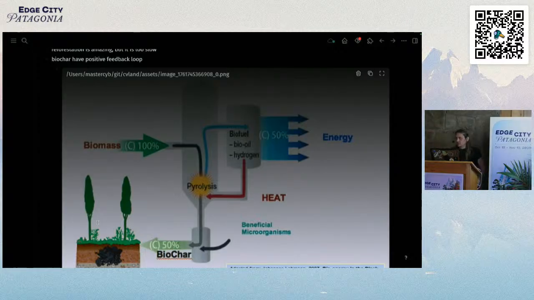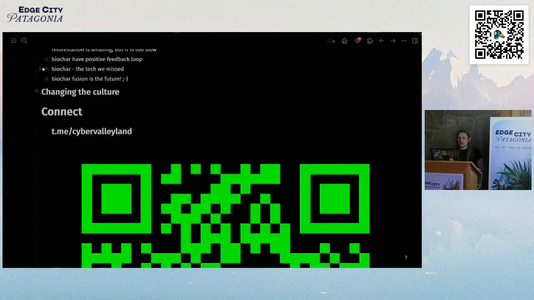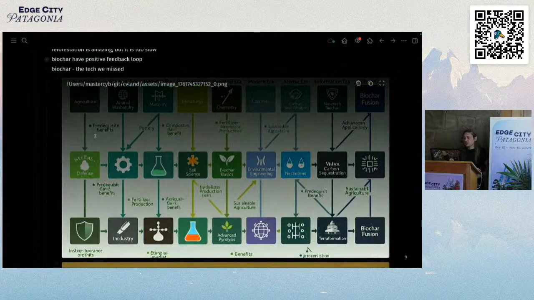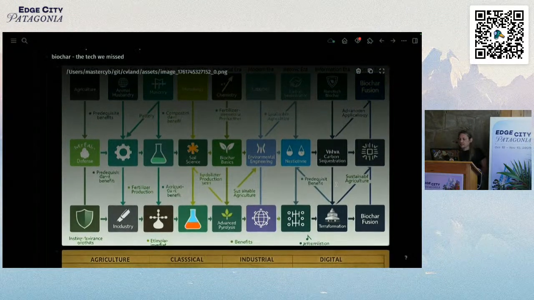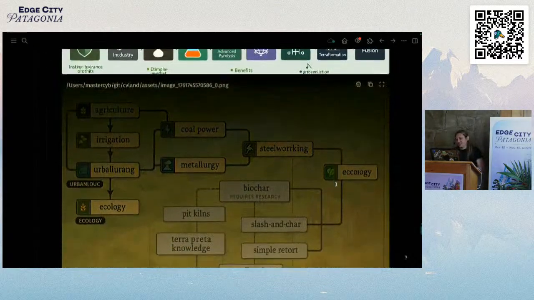The only known process with a positive feedback loop is biochar, and that's why I believe it is foundational for civilization. I will promote the idea that it is the technology we as a civilization missed at some stage of development. I asked my friends to draw this civilization like H3, you know, and embed the biochar there. And here is one from ChatGPT.